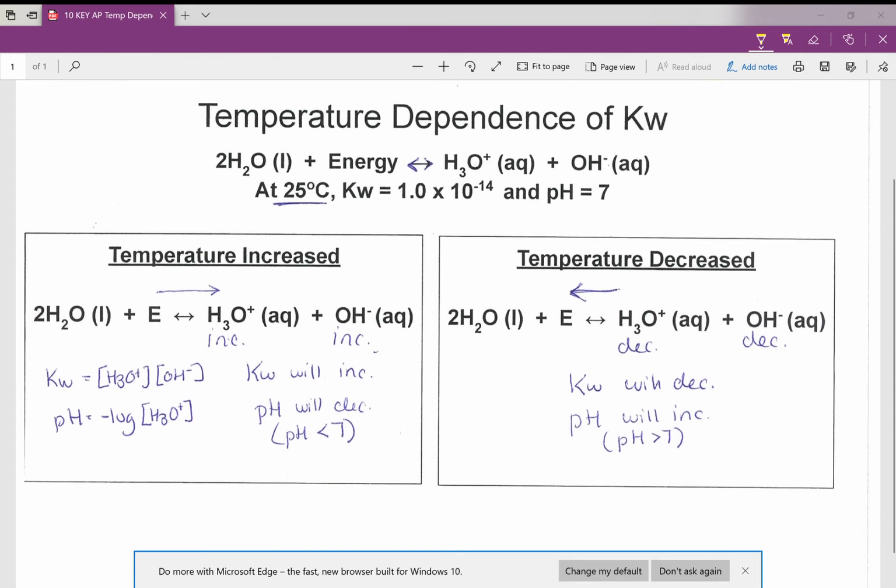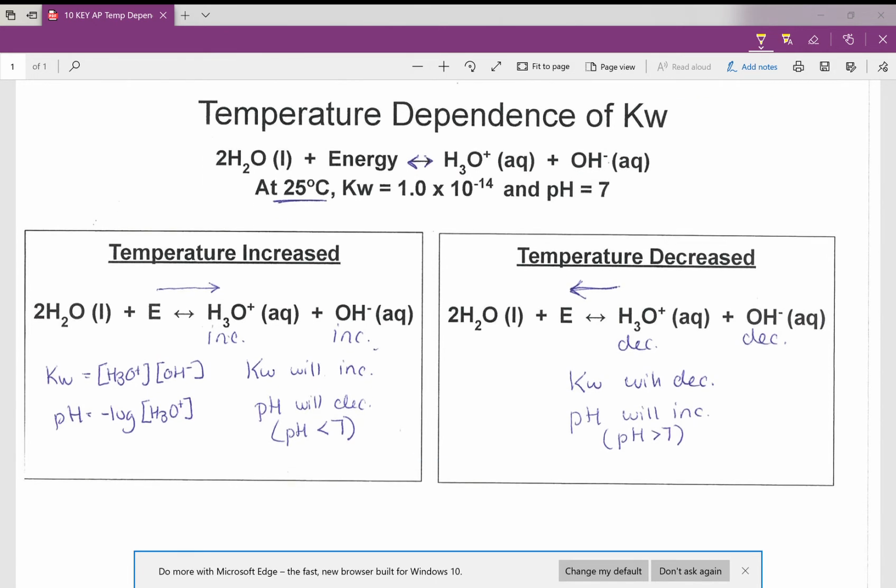So when we talk about the self or autoionization of water, here we're just going to show it in terms of hydronium and hydroxide. We have our two waters. This is going to be an endothermic process. It's going to have to absorb energy in order to create the hydronium and hydroxide. At 25 degrees Celsius, the Kw we know is 1 times 10 to the negative 14th, and the pH is 7, because the concentration of hydronium, if you remember from last week, is equal to 1 times 10 to the negative 7. So that's where that's coming from.